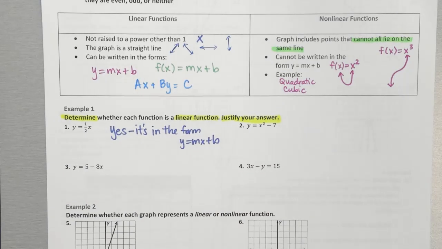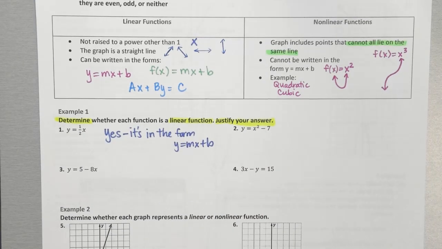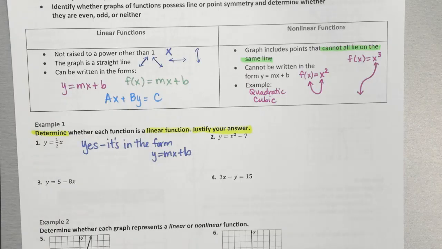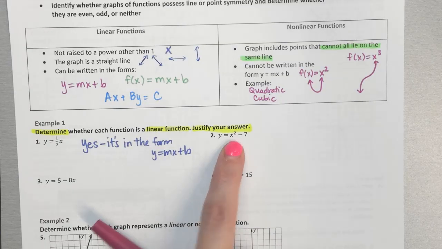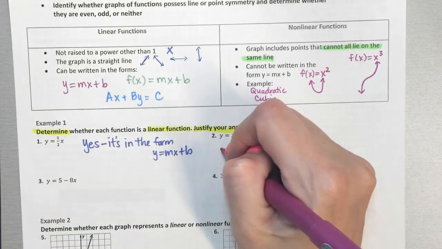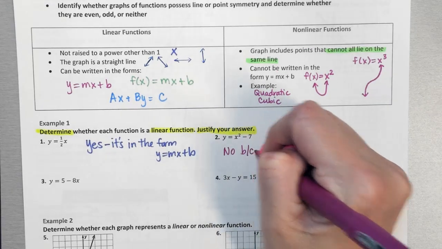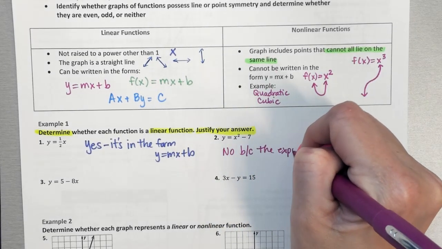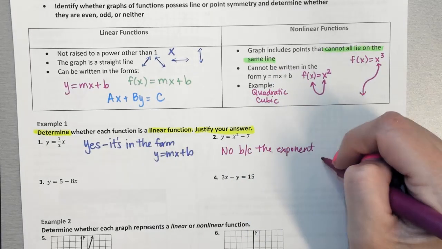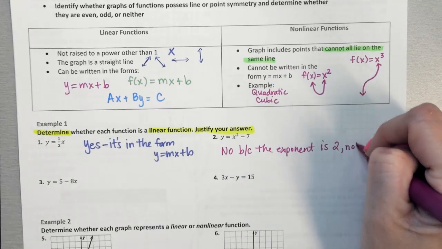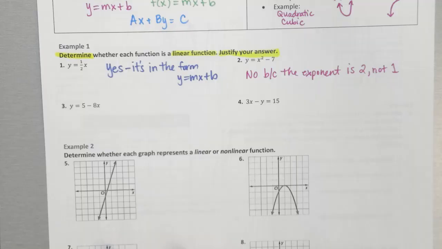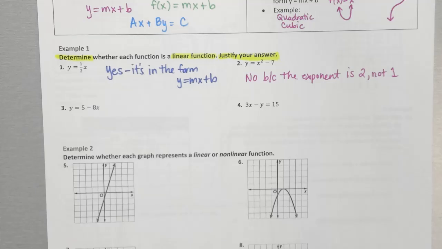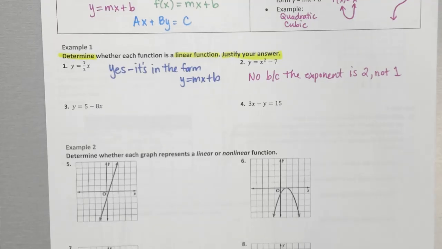Okay, and then for number 2, is this a yes or a no? Is this linear or not linear? So for this one, see how you have x squared? Okay, so x squared is going to fall in the nonlinear. Okay, so we're going to say no, because the exponent is 2, not 1. You could say no, because the exponent is not 1. You could just say that as well. Okay, I'd even be fine if you said no, it's a quadratic function.